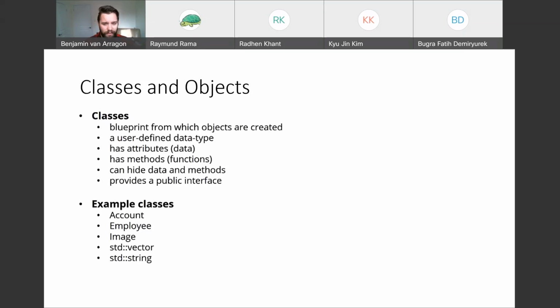So it's a user-defined data type, so we can make it whatever we want. We can call it person, we can call it human, we can call it water animals, and it has attributes and methods, so data and functions. It can hide them, and it can provide a public interface for us to access the hidden data. Examples would be like an account or an employee or an image, etc. std::vector and std::string are also examples of classes.